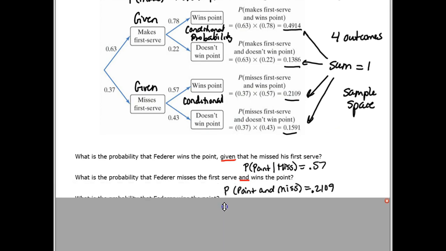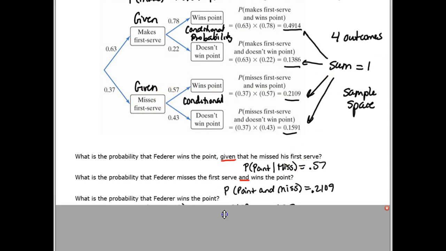This is shown in the last line here, the probability that he misses the first serve and wins the point is the probability of a miss and a point. I probably should have said that the other way around instead of a point and a miss, which is 0.2109. So you're multiplying the probability he misses the first serve, times winning the point given that he missed the first serve.